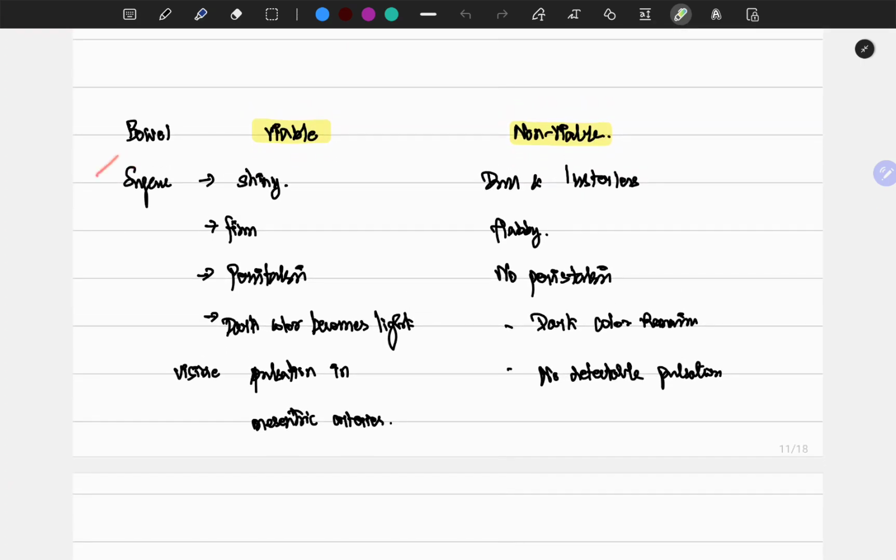How to differentiate a viable and non-viable bowel? Viable bowel is shiny, firm, with peristalsis actively present. Dark color becomes light, which is pink, and visible pulsation in the mesenteric arteries. Non-viable bowel is dull and lusterless, flabby, no peristalsis, dark color, that is the congestion remains, and no detectable mesenteric arterial pulsation.